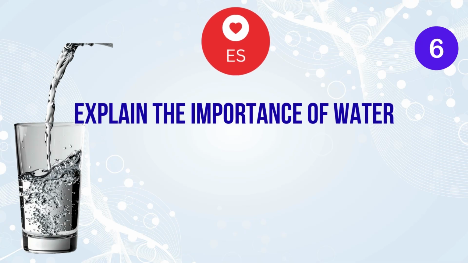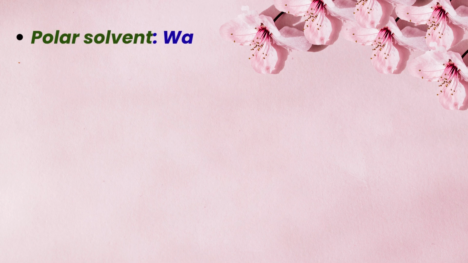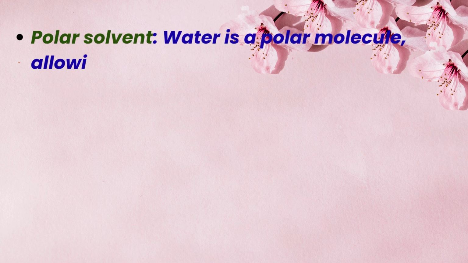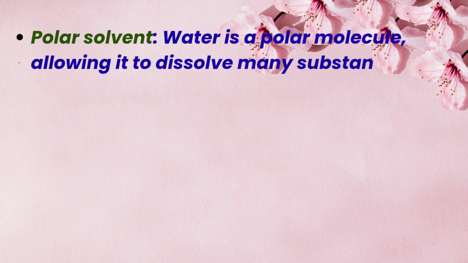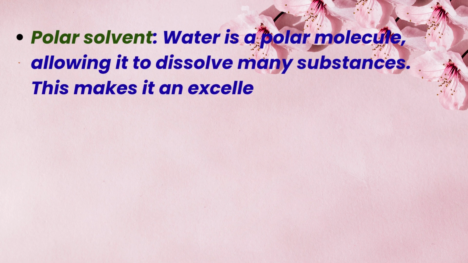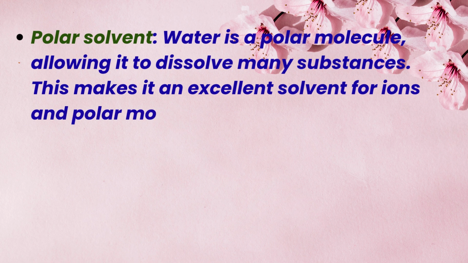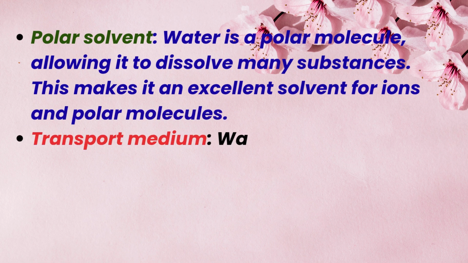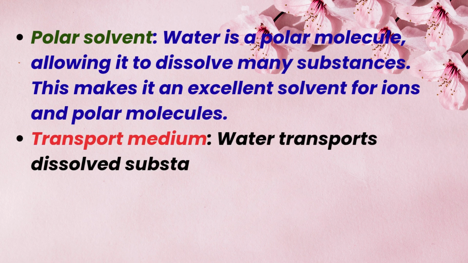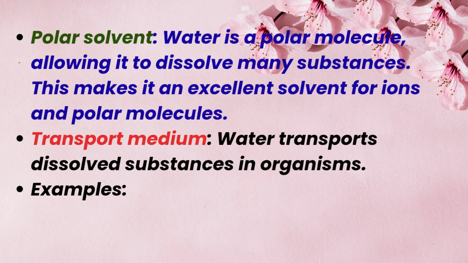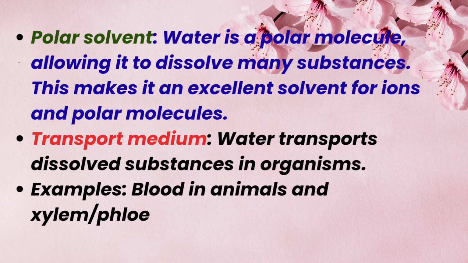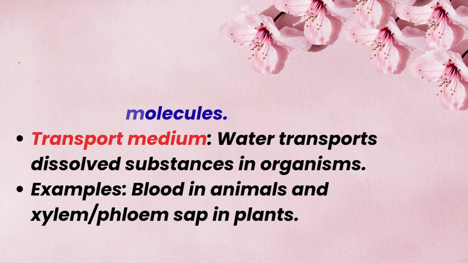Explain the importance of water. Polar solvent. Water is a polar molecule, allowing it to dissolve many substances. This makes it an excellent solvent for ions and polar molecules. Transport medium. Water transports dissolved substances in organisms. Examples: blood in animals and xylem, phloem sap in plants.